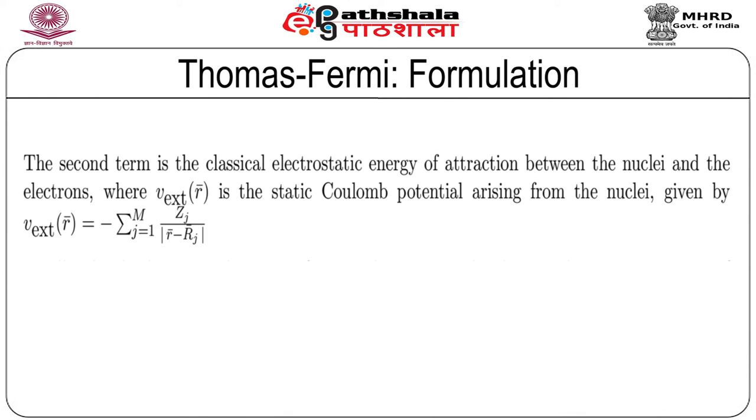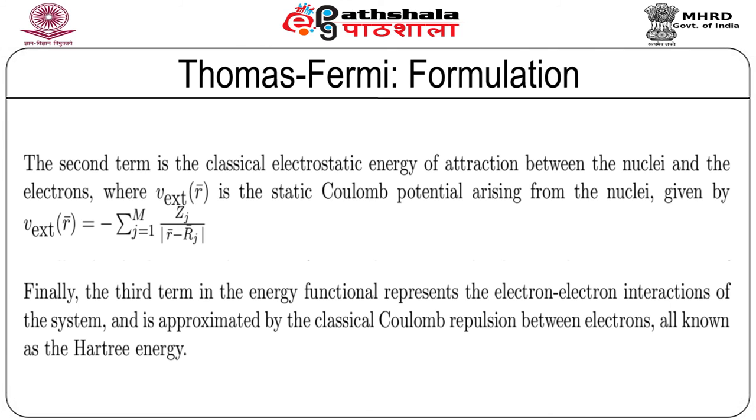The second term in this Thomas-Fermi energy functional is the classical electrostatic energy of the attraction between the nuclei and the electron, where V external in that expression is the static Coulomb potential arising from the nuclei, which is given by minus summation over all the nuclei of Z, the nuclear charge, divided by small r minus capital R, where small r denotes the coordinate of the electron and capital R denotes the coordinate of the nuclei. Finally, the third term in the energy functional represents the electron-electron interactions of the system and is approximated by the classical Coulomb repulsion between electrons, also known as the Hartree energy.